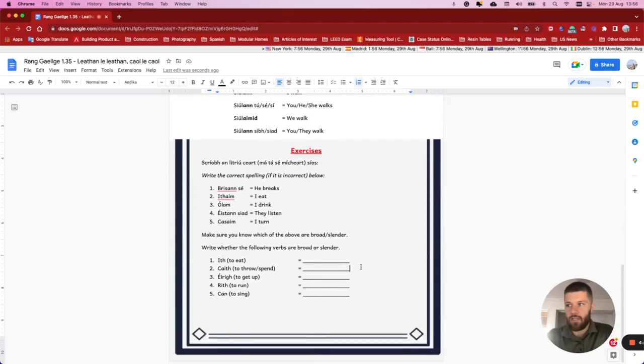So, exercises. The first part: scríobh an litriú ceart, má tá sé mícheart, síos. So write the correct spelling if it is incorrect below. You can write it here anywhere after here. So is that correct? Yes or no? And then put in the correct one if it's incorrect here. Then make sure you know which of the above are broad and slender. Then write whether the following verbs are broad or slender below. So simply just write broad or slender in this gap here.